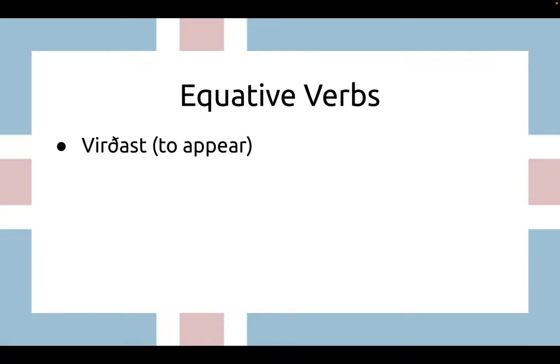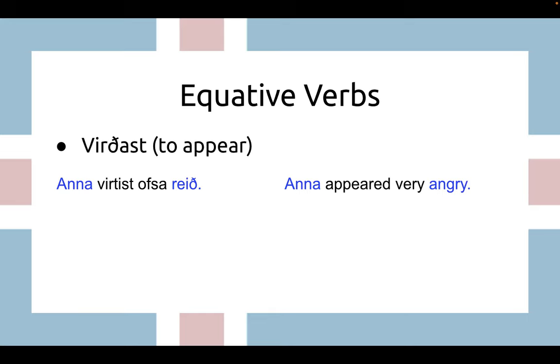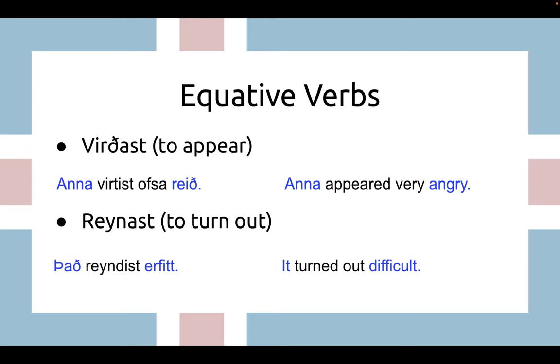Að virðast, to appear. For example, Anna virtist ofsa reið. Anna appeared very angry. We have nominative on both sides of the verb. And að reynast, for example, það reyndist erfitt. It turned out difficult. We have nominative on both sides.